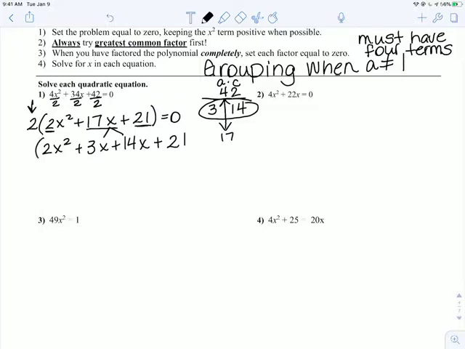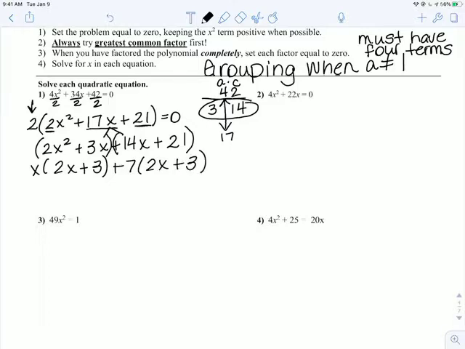Then what you do for grouping is you group the first 2 terms together in a set of parentheses, and you group the second 2 terms together in a set of parentheses. And you pull out a GCF in each different group. So in the first group, I'm going to pull out an X. That's what's common between those 2 terms, and I'm left with 2x plus 3. In the second group, I can pull out a 7 because that's common between those 2, and I'm again left with a 2x plus 3.